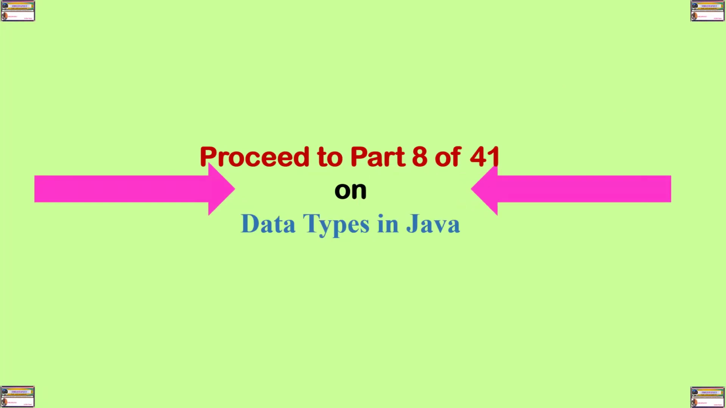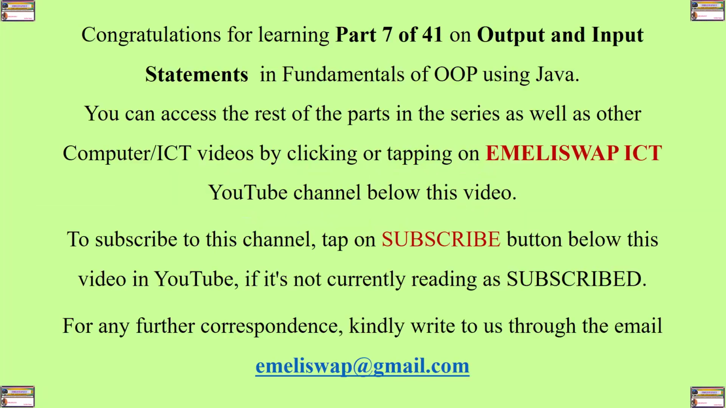And with that, my dear students and the rest of the learners, we have come to the end of part 7 of the series. You can proceed and listen as well as watch part 8 of the series, in which we are going to learn about the data types that are used in Java. Congratulations for learning part 7 of the series, in which we have looked at the input and output statements that are used in fundamentals of object-oriented programming.